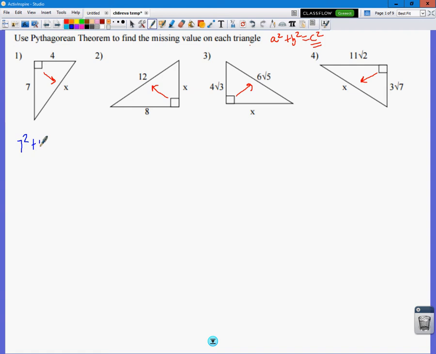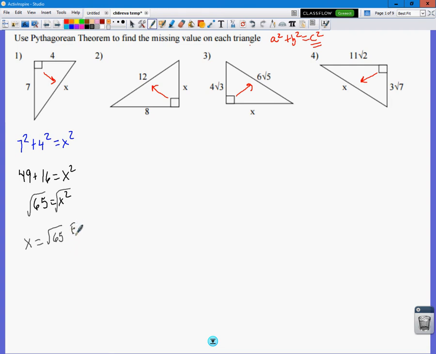7 squared plus 4 squared is equal to x squared. 7 squared is 49. 4 squared is 16. Combining those, I get 65 is equal to x squared. And the opposite of squaring something would be finding its square root. So x is equal to the square root of 65.